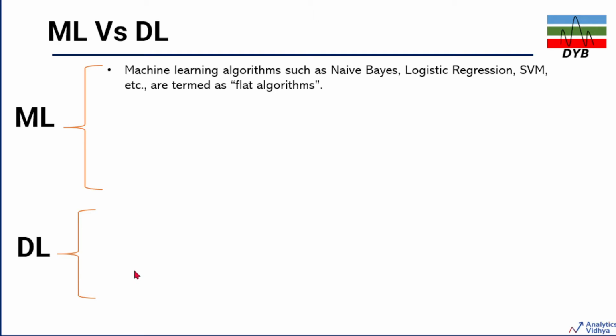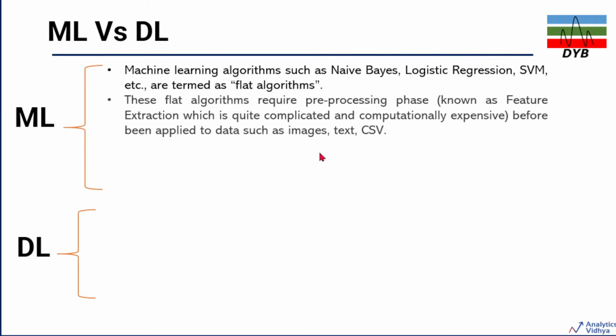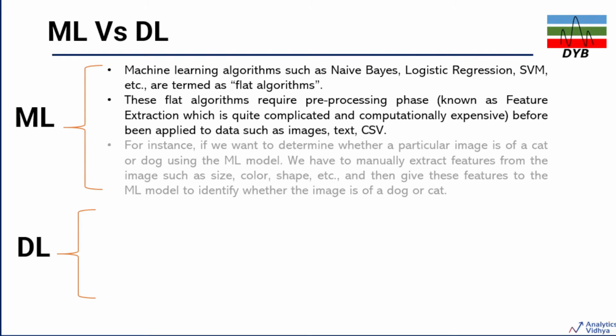If you look at machine learning algorithms such as naive Bayes, logistic regression, and SVM, they are termed flat algorithms. And these flat algorithms require a pre-processing phase, such as feature extraction, which is quite complicated and computationally expensive before being applied to the data set, such as images, text, or CSV files.